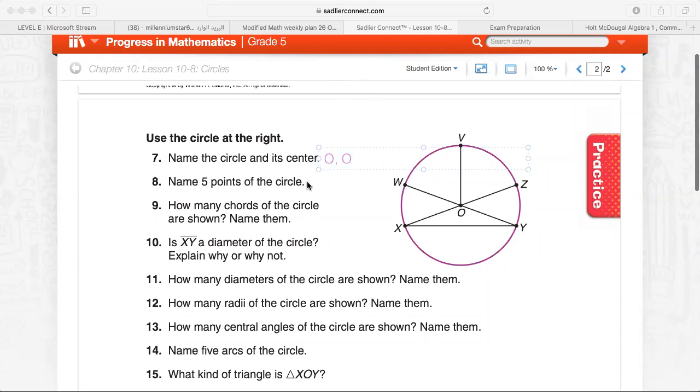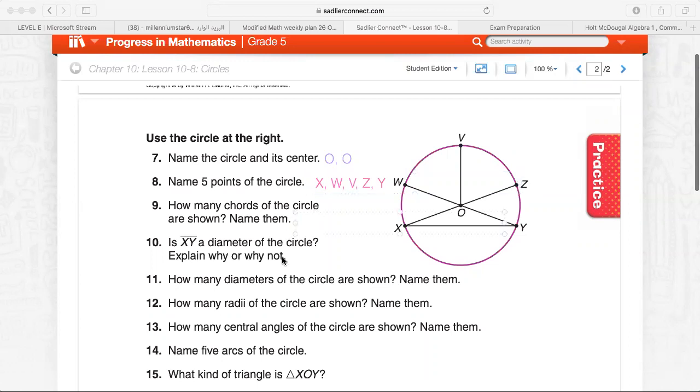Okay, girls. Number 8. Name 5 points of the circle. Who will give me 5 points on the circle? Okay, Lejane? No, Lejane, I will leave you for a hard question. Another one. Okay, I will answer 5 points like W, like for example X, like W, like E, like Y.